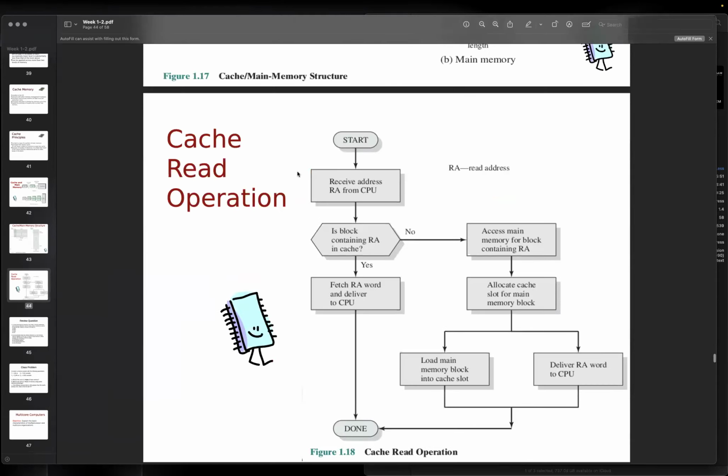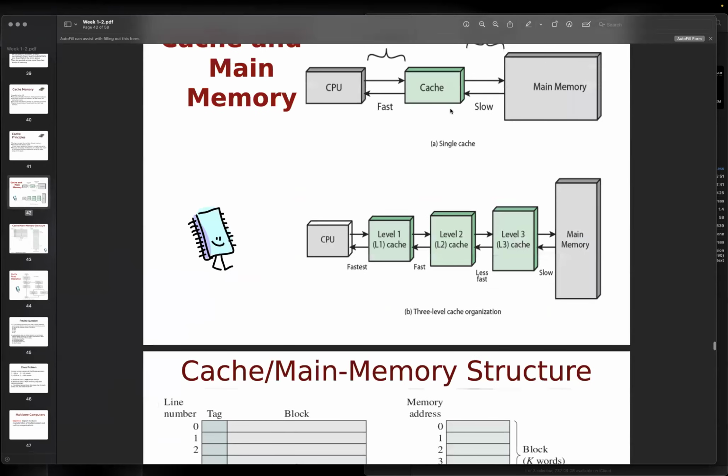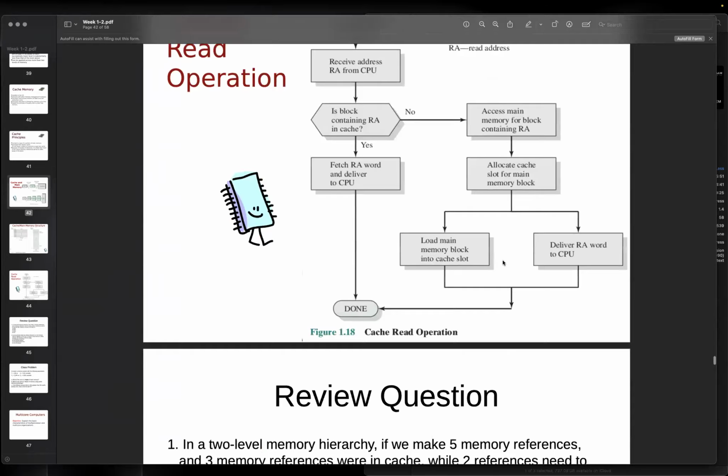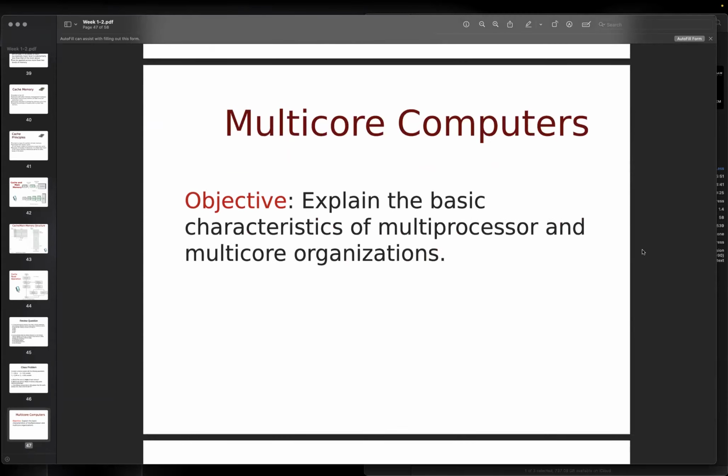All this we talked about: one is the cache and one is the memory, and then we talked about 2 levels, and a 2-level with a single cache, or the 3-level cache organization right here. So L1, L2, L3. That's the idea of using the cache and the main memory.